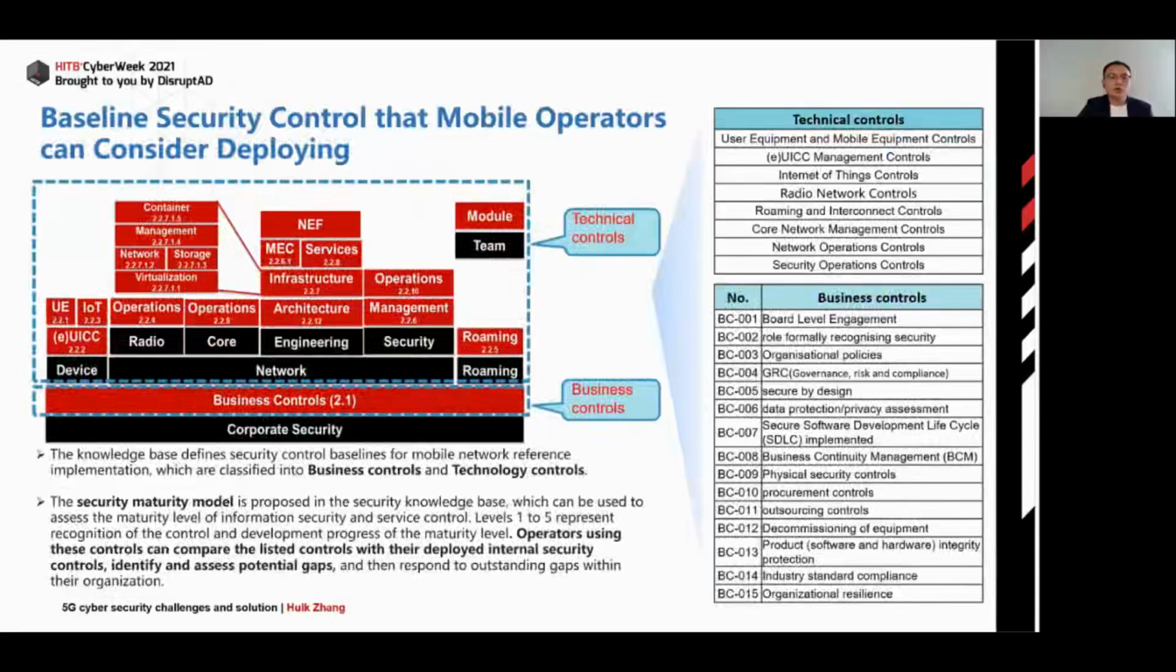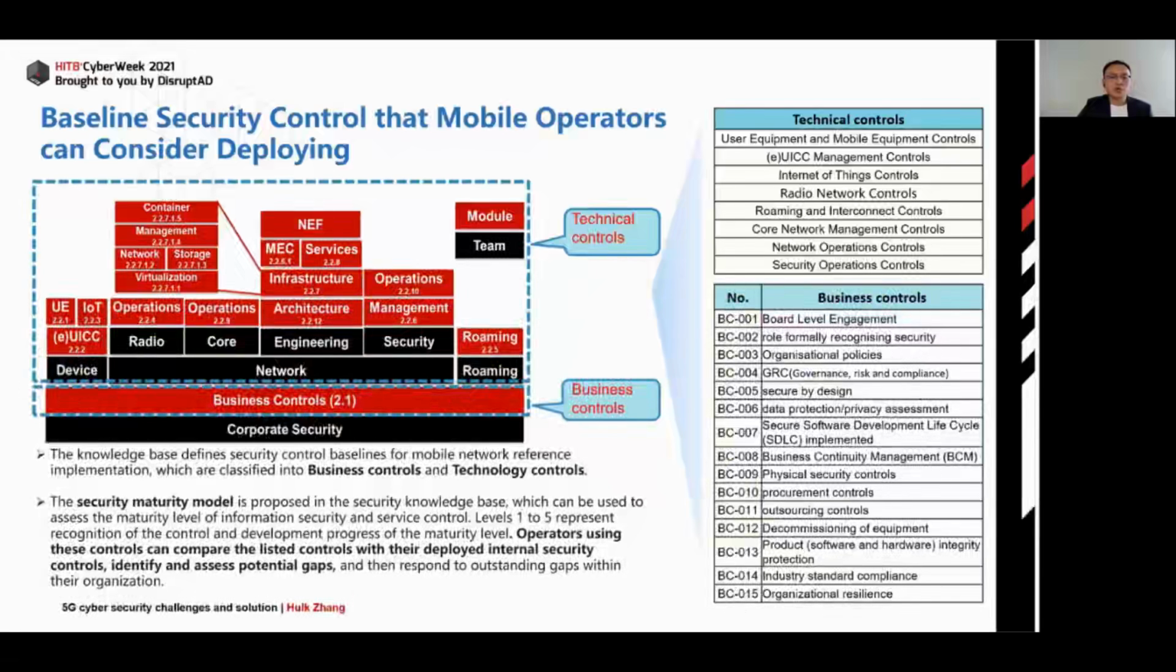After looking at the risk mitigation, let's see the baseline security controls that mobile operators can consider deploying. For the controls, it involves two types. One is business controls, and the other is technology controls. I think most of us must be very familiar with the technical controls. However, this time, the business controls are given, for example, board level engagement, roles formally recognized for security, organization policies, and so on. It means the whole security deployment is an engineering job. It involves different actors with different controls. And also for each control module, the related team is mapped to better understand how to merge the business controls and the technical controls together.